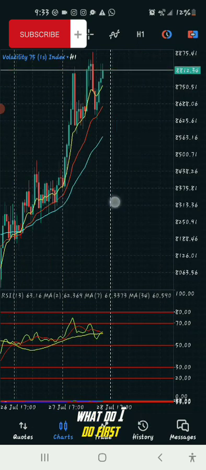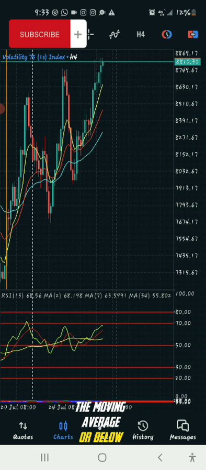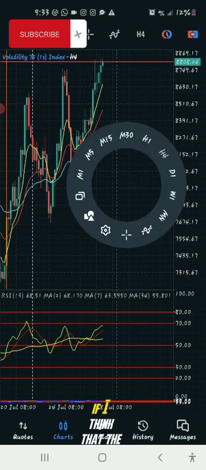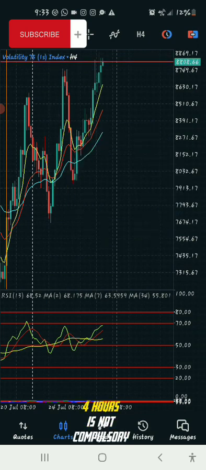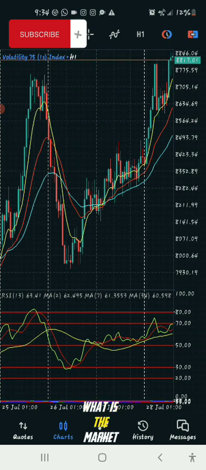So what do I do first when I get to the chart in the morning? I go to the 4 hours. That is the first thing I do. I go to the 4 hours to check if the market is above the moving average or below the moving average. The 4 hours is not compulsory if you don't feel like going to the 4 hours, because me too, I think the 4 hours is a very far time frame. So you can just as well come to your 1 hour and check, okay, what is the market saying?